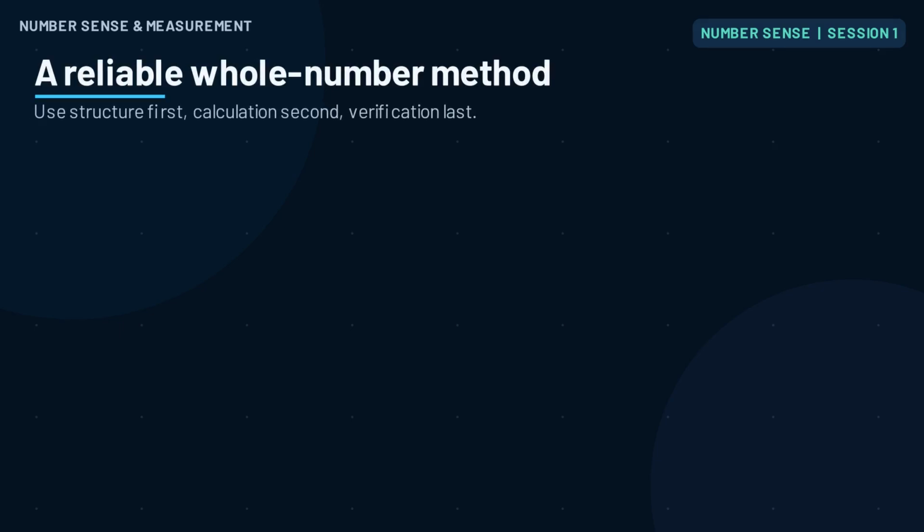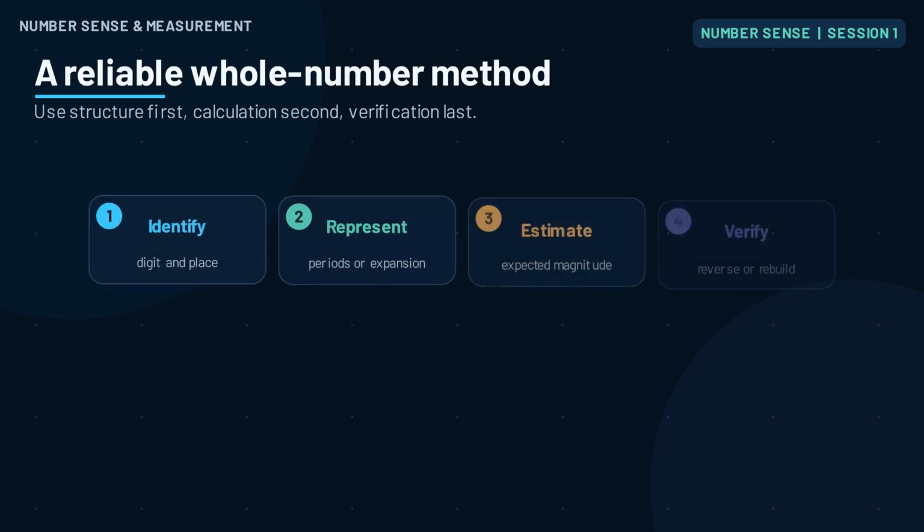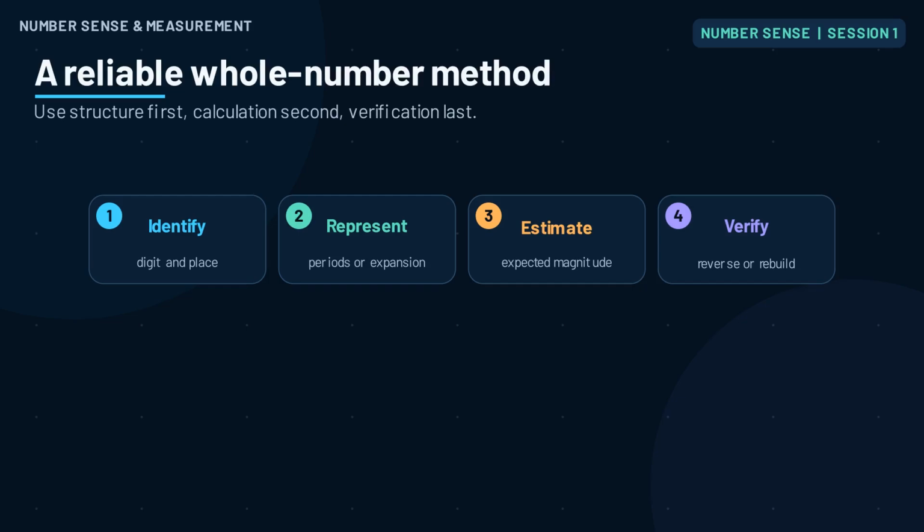Here is the complete method. Identify each digit's place. Translate the number into periods or expanded form. When comparing, use the first different digit from the left. Before a calculation, estimate the expected magnitude. After a calculation, reverse the operation or rebuild the total.